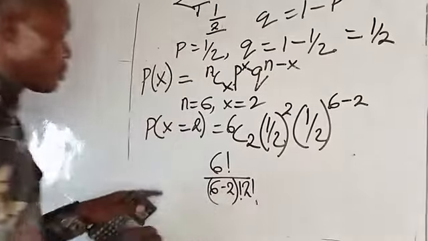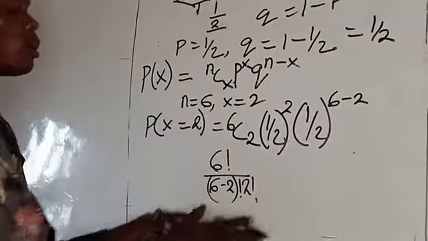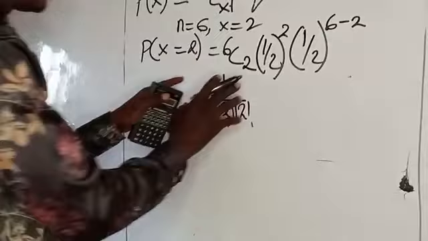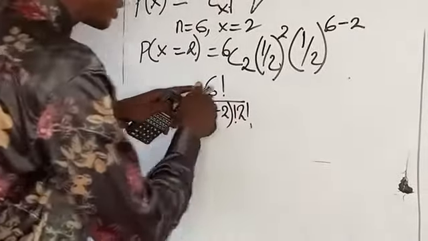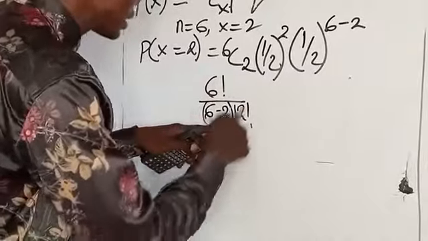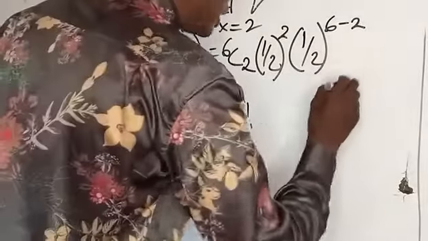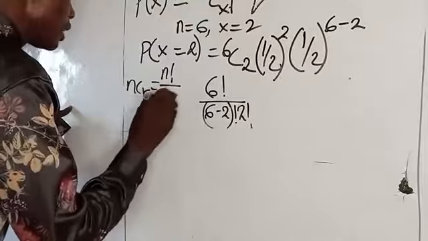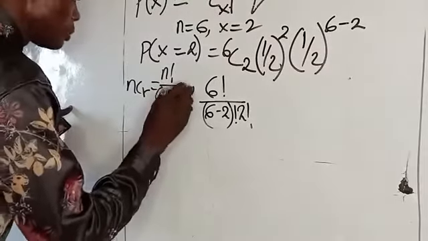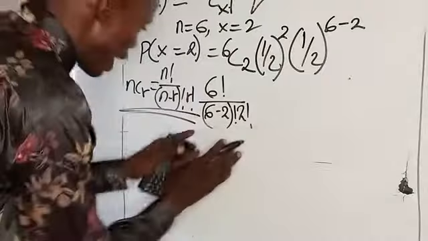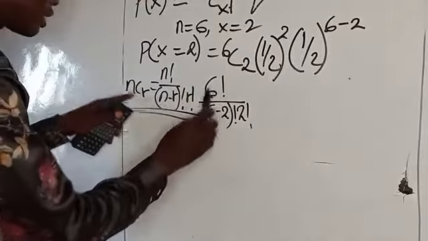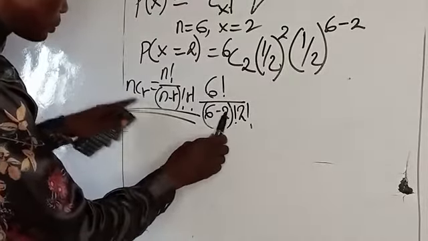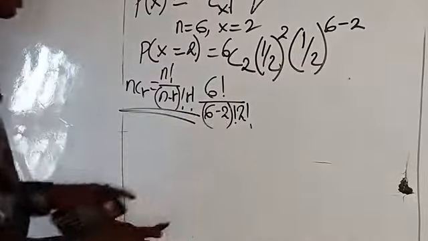2 factorial. For better understanding, if you want to learn more about combination, try to watch my videos on permutation and combination. We have 6 factorial over 6 minus 2 factorial and 2 factorial. Remember, we have n combination r, based on the formula, equal to n factorial over n minus r factorial and r factorial. That is the formula for combination. So that is how we arrive at this. If our n is 6, you have 6 factorial over 6 minus 2 factorial, our r is 2, and 2 factorial.